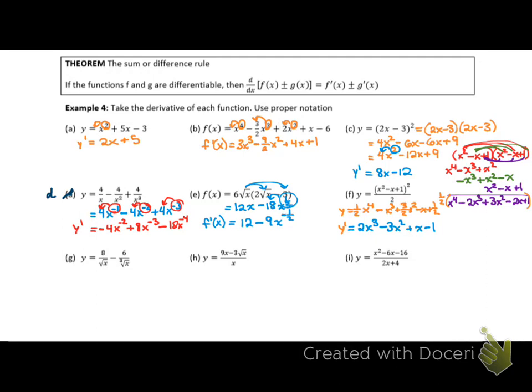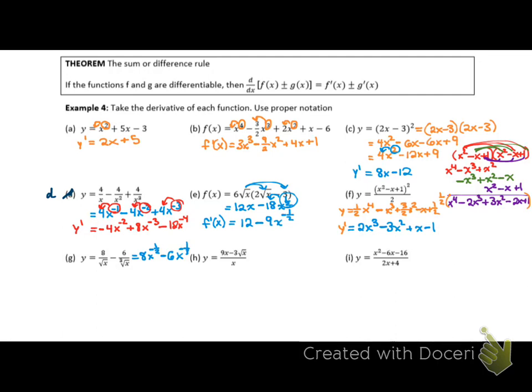All right, G. Whew, this one's a little bit easier. Right? We just have to take that root x and the cube root of x and move them to the top and make them rational exponents. So we get 8x to the negative 1/2 minus 6x to the negative 1/3. Remember, the negative makes it move to the top, and the root is the rational exponent.